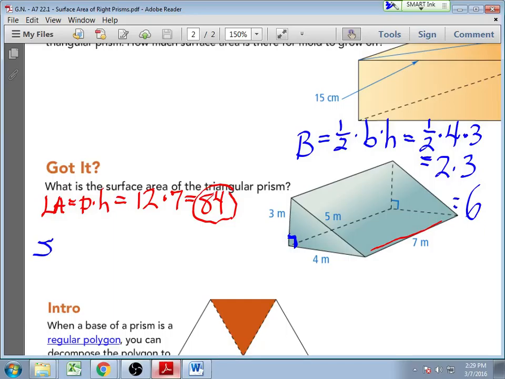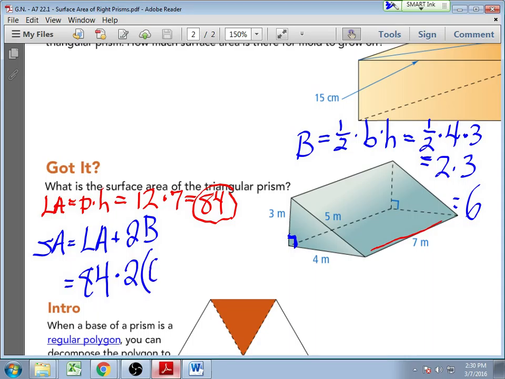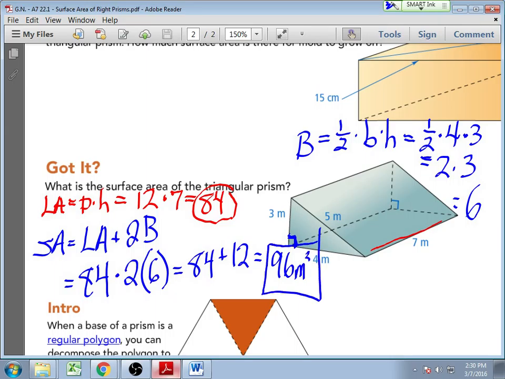And when I plug all that in for my surface area formula, I have lateral area plus 2 times my big B. Sorry that my smart board's getting really weird, guys. So my lateral area we know is 84 plus 2 times my big B, which is 6, becomes 84 plus 12. And that's 96 meters squared in total. So that will be our final answer, 96 meters squared.